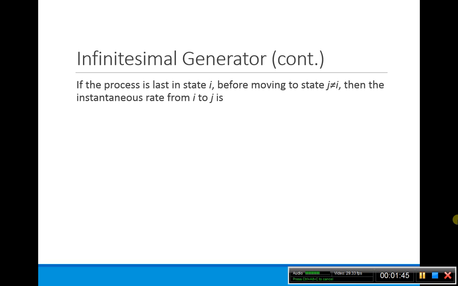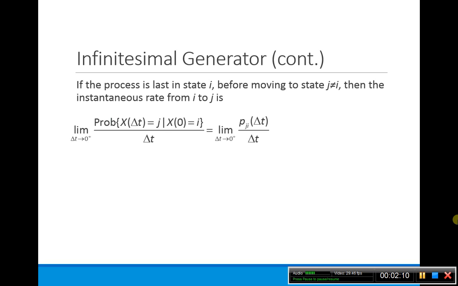So if the process is last in state i before moving to some other state j that's not equal to i, then the instantaneous rate from state i to state j is given by our limit as delta t goes to 0 of the probability that we go from state i to state j in this period of delta t, divided by delta t. So this is our instantaneous rate of change from state i to state j, which is otherwise given as p_ij of delta t divided by delta t.